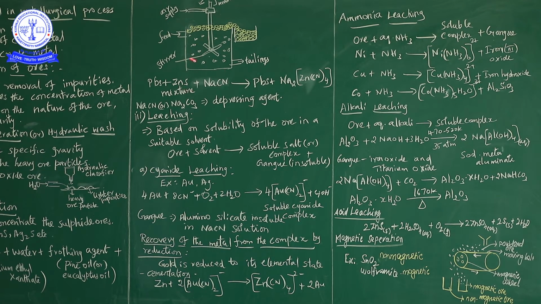So in the froth flotation diagram you have given, the solution consists of the ore, water, frothing agent and collector particles. The collector is also mixed in that solution. In the vessel, here it is a feed. Feed means the crushed ore particles are fed through the pipe.